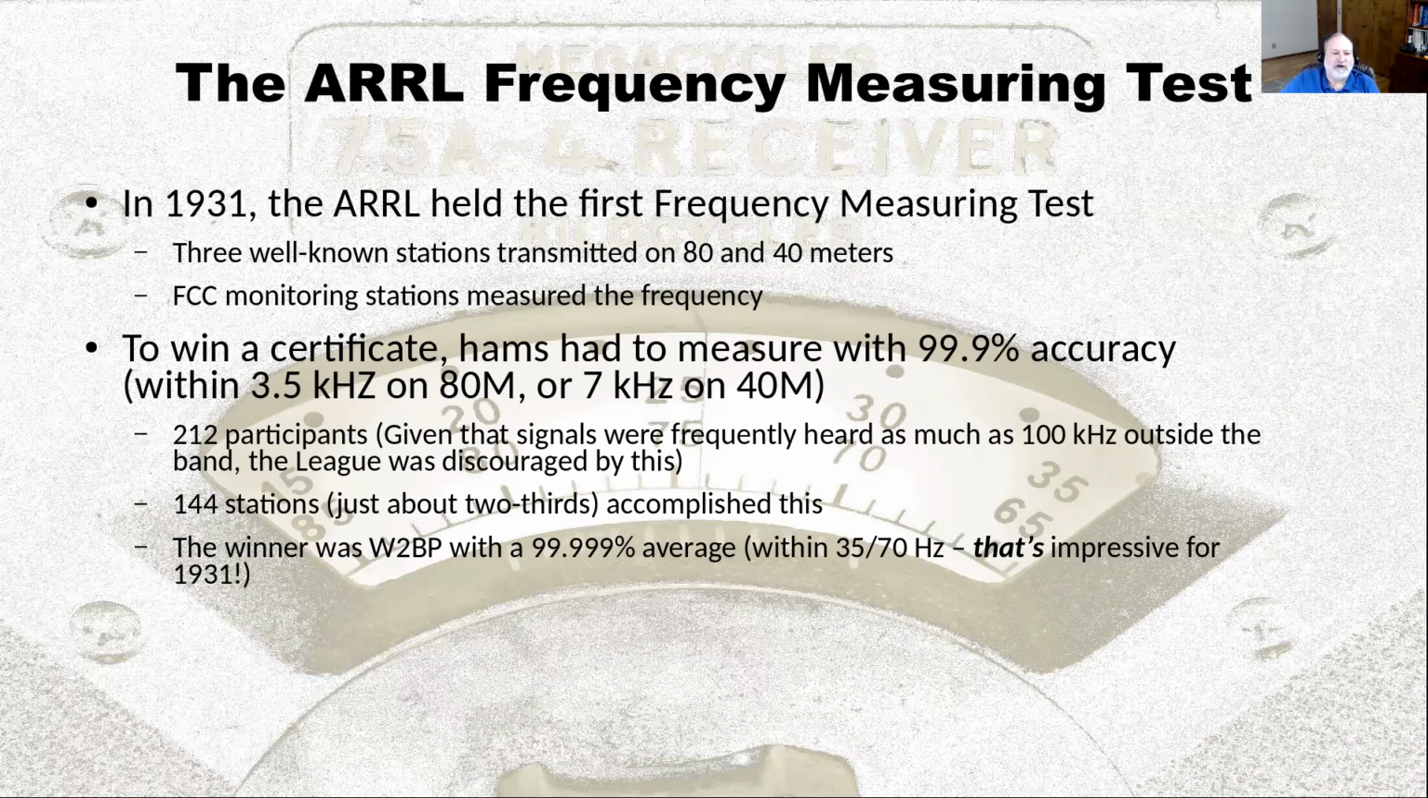Of the 212, 144, or just about two-thirds, were able to accomplish that and get the certificate. The winner was W2BP with a 99.999% average over, I think, 15 separate readings. That's within 35 to 70 hertz. And that's really impressive for 1931. There are ham rigs today that could not meet that requirement.